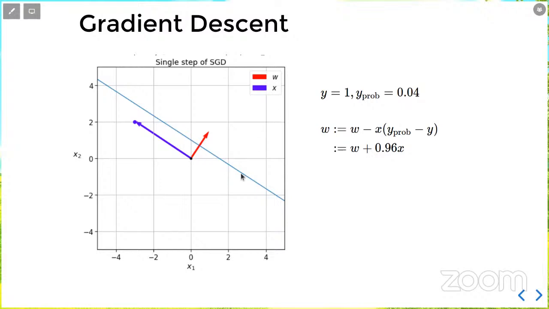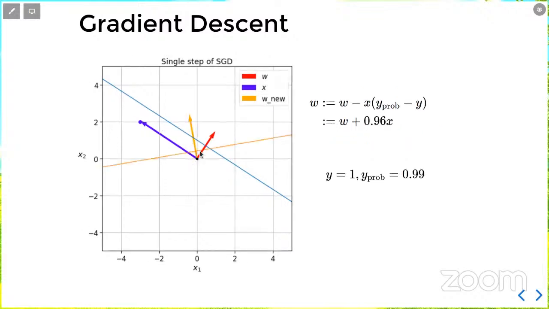Roughly, it's like W equal to W plus X. So geometrically, what does that mean? I end up with a new vector W new, which is like this. So what has happened to this point X now? Can someone tell me what has changed in the model after this single update?